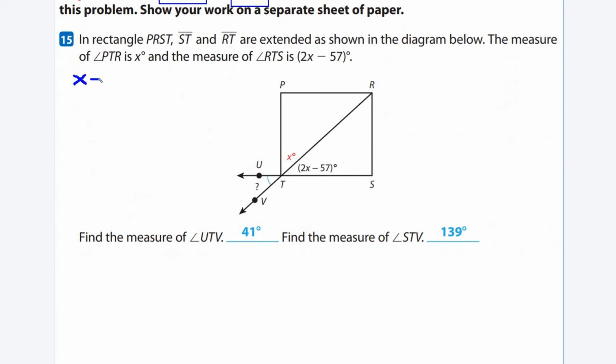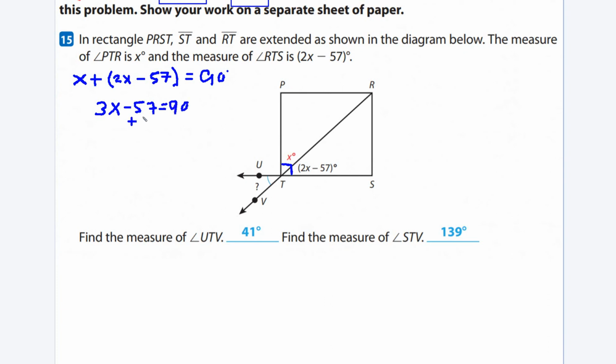I know that x plus 2x minus 57 will give me 90 degrees. These are complementary angles, right? These two are complementary angles. Okay? So now let's solve this. X plus 2x is 3x. 3x minus 57 equals 90.